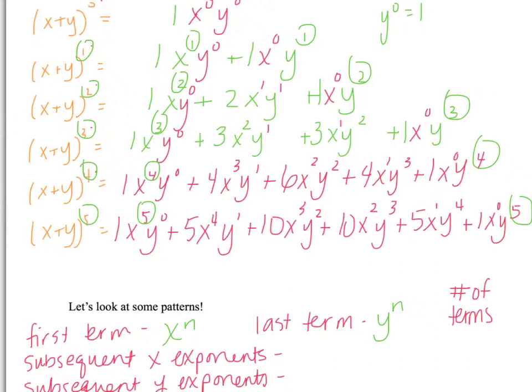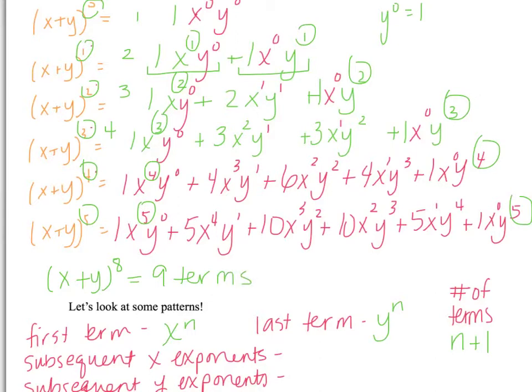If we notice the number of terms, for n equals 0, I had one term in my expansion. When n was 1, I had two terms in my expansion, this being one term, this being another term. When n is 2, I had 3 terms in my expansion. When n is 3, I had 4 terms in my expansion. So there's always one more term than n. So the number of terms is always n plus 1. So if my binomial was x plus y to the 8th, then I would have 9 terms in my expansion, n plus 1.